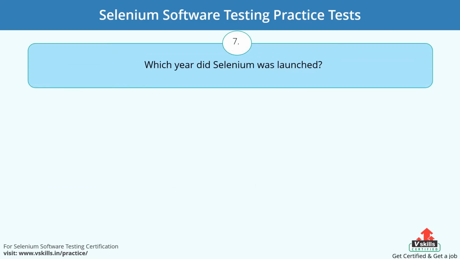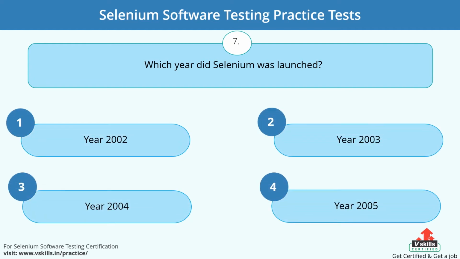Question number 7. In which year was Selenium launched? The options are A. Year 2002, B. Year 2003, C. Year 2004, D. Year 2005. The correct answer is option C.